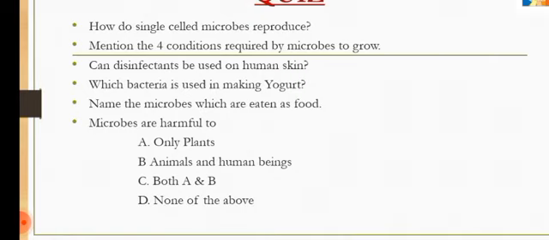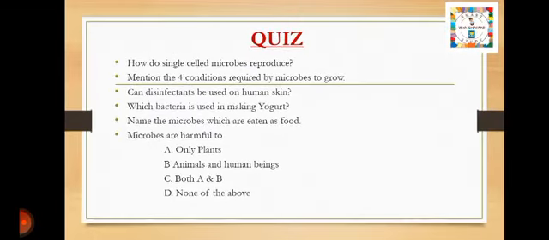And one small MCQ. Microbes are harmful to: first, only plants; second, animals and human beings; third, both A and B, or none of the above. I have kept my comment section open. Feel free to write your answers in the comment section and I will get back to you with your score.